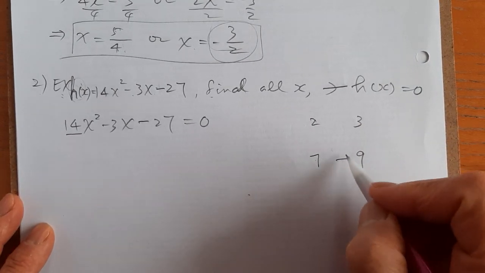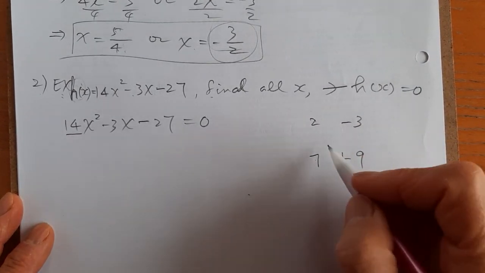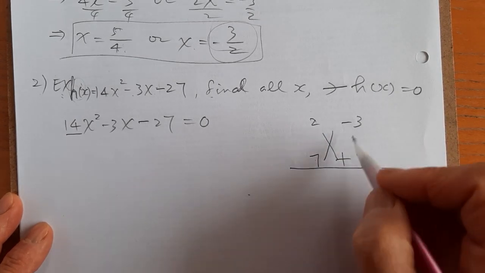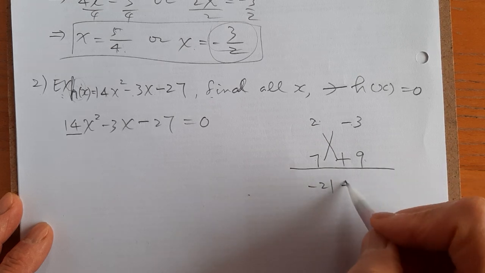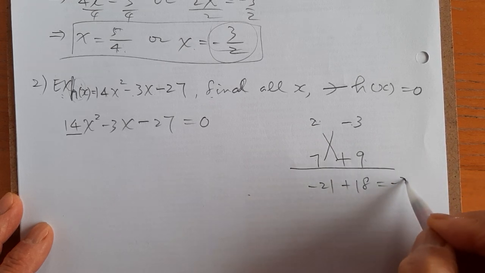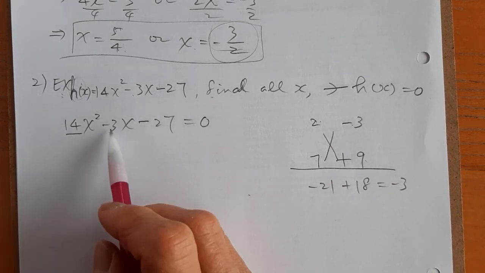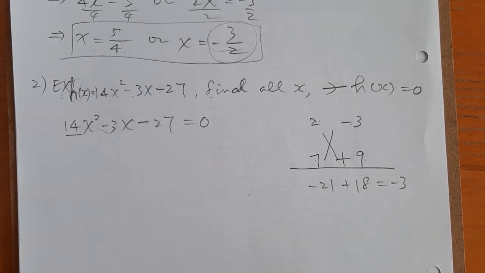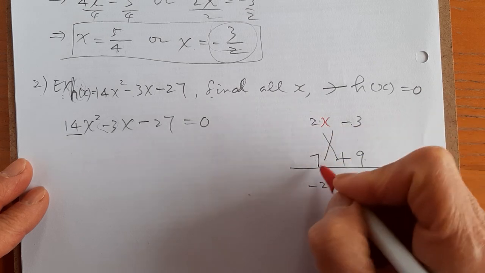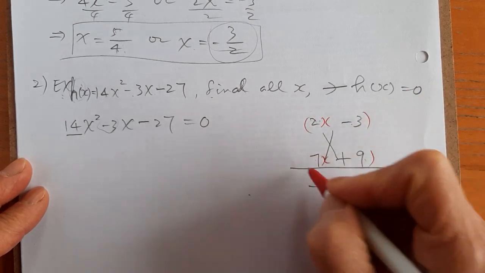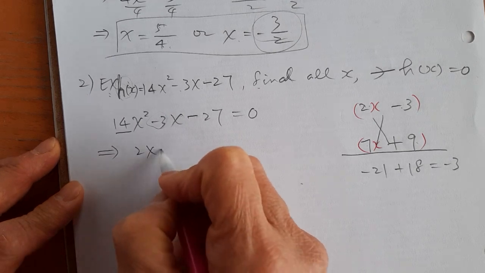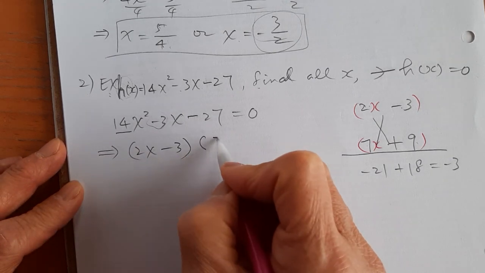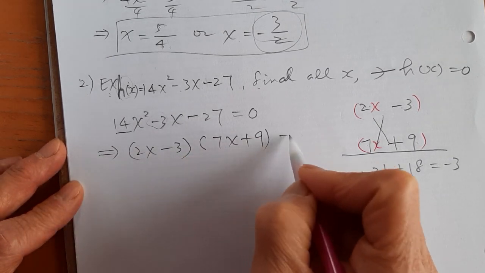If you put it this way, positive, negative, then cross multiply. 7 times negative 3 is negative 21. 2 times 9 is a positive 18. Add together is negative 3, and that is the middle coefficient, negative 3. So this is right. Then attach x and put the parentheses. So the factors are 2x minus 3 times 7x plus 9 equals 0.